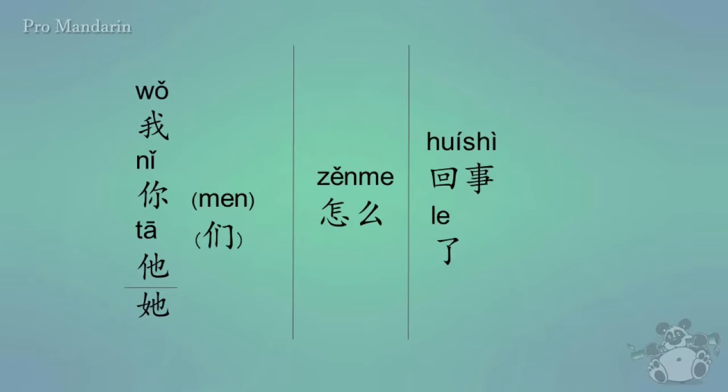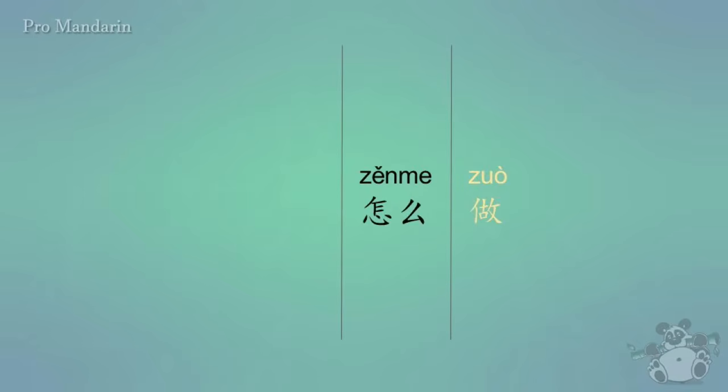Alright, now let's go ahead and move on to the next section here. Alright, so first what we're going to do is take everything out except for 怎么, and we're going to put 做 right afterwards, which means to do or to make.